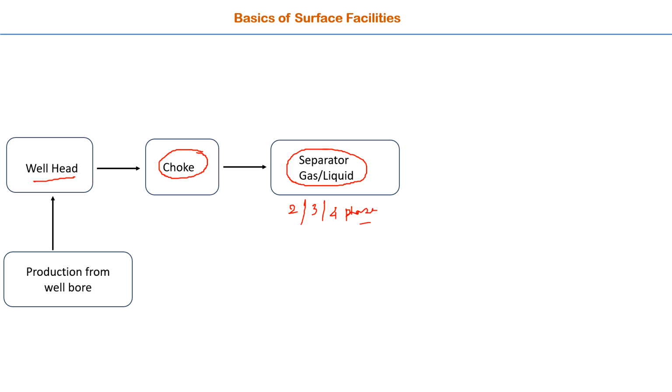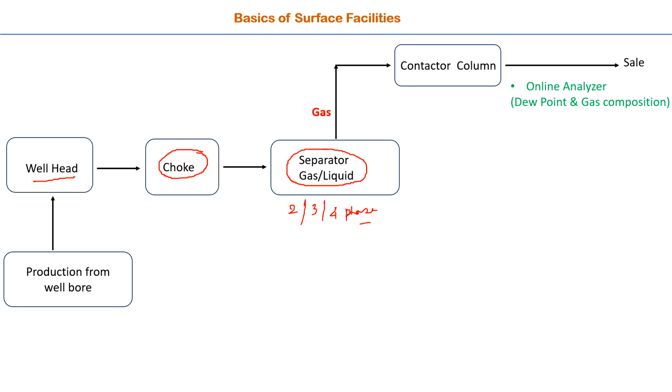Okay. So what will the separator do? The separator will actually separate the fluid. If this is a two-phase separator, then the well fluid will be separated first in the form of gas. So the gas is now sent through a conductor column.